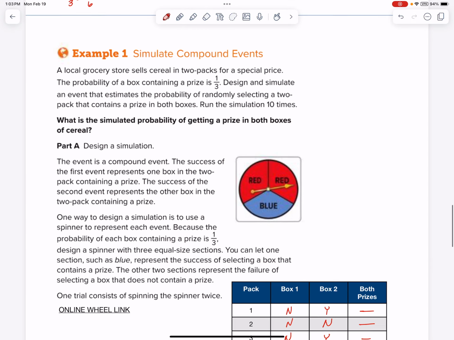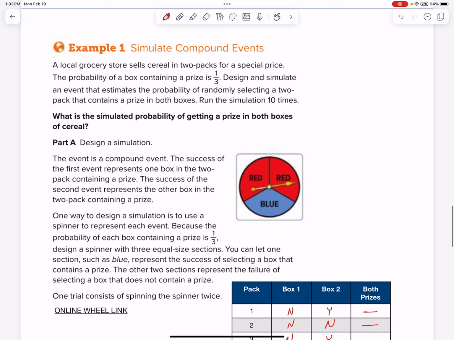So let's go ahead and try it out here. We have that original scenario, but with the cereal boxes. But in this one, the probability of a box containing a prize is 1/3. And they want you to design and simulate an event that estimates the probability of randomly selecting a 2-pack that contains a prize in both boxes. And they want us to run this simulation 10 times.